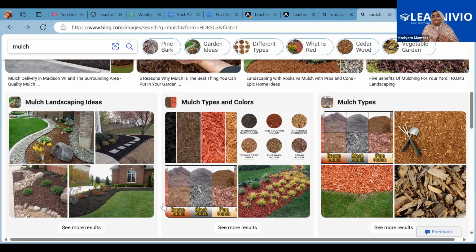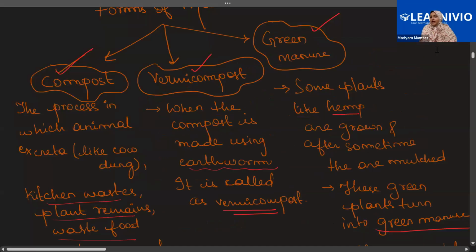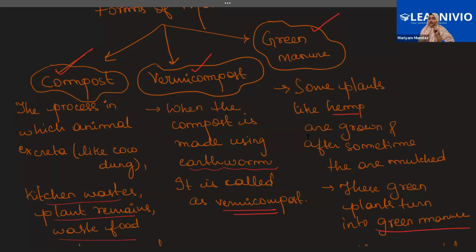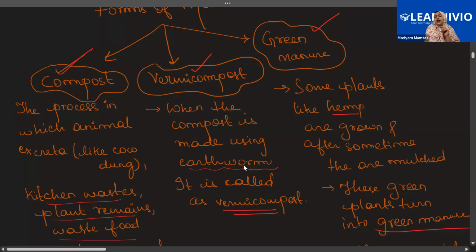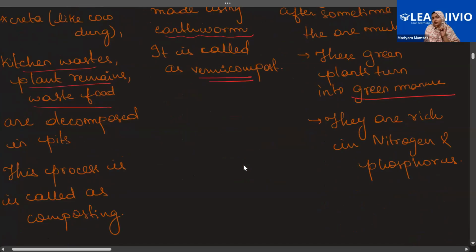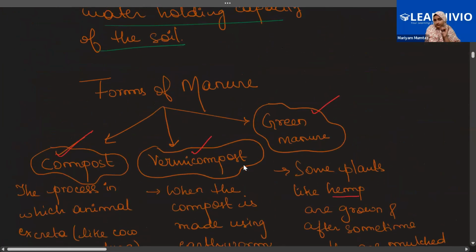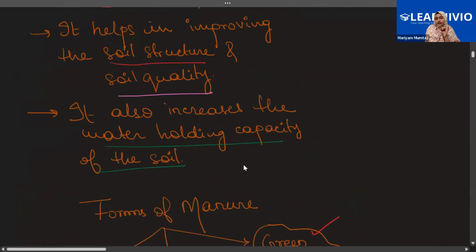Yes, ma'am. That was mulch. I did not show you green manure, I showed you mulch. The same process, the mulching of plants such as the hemp plant, is done. After some time, since they are green and provide a lot of minerals and nutrients, we call it green manure. Any doubts in the different types of manure, students? No, ma'am. Okay, all right. Now you can note it down.